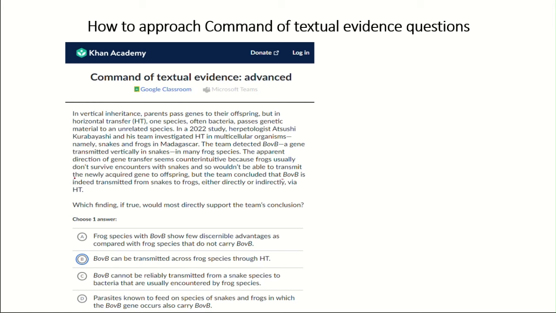In order to answer this question, we need to understand what is asked in this question. The question says which of the following answer choices directly supports the team's conclusion. So it's basically asking which of the answer choices strengthens the team's conclusion. What is the team's conclusion? The team concluded that BOVP is indeed transmitted from snakes to frogs, either directly or indirectly via HT.